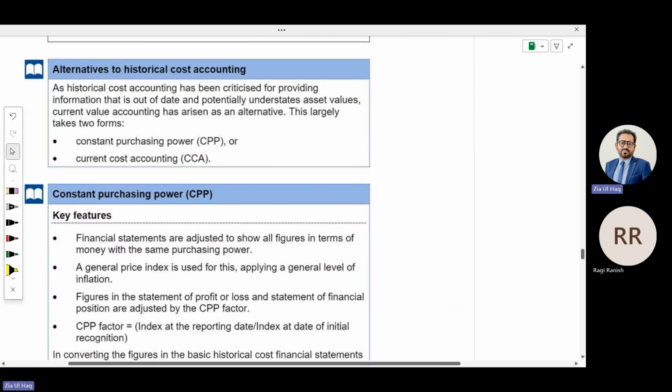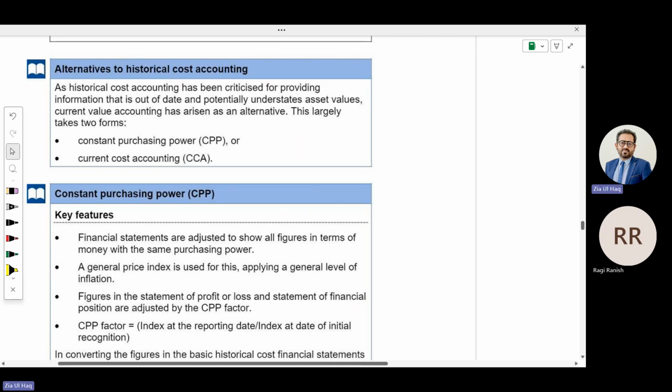Alternatives to historical cost accounting. We have learned 4 methods: historical cost, current cost, net realizable or fair value cost, and value in use. There are 2 more methods: constant purchasing power and current cost accounting. What is constant purchasing power? Constant purchasing power.